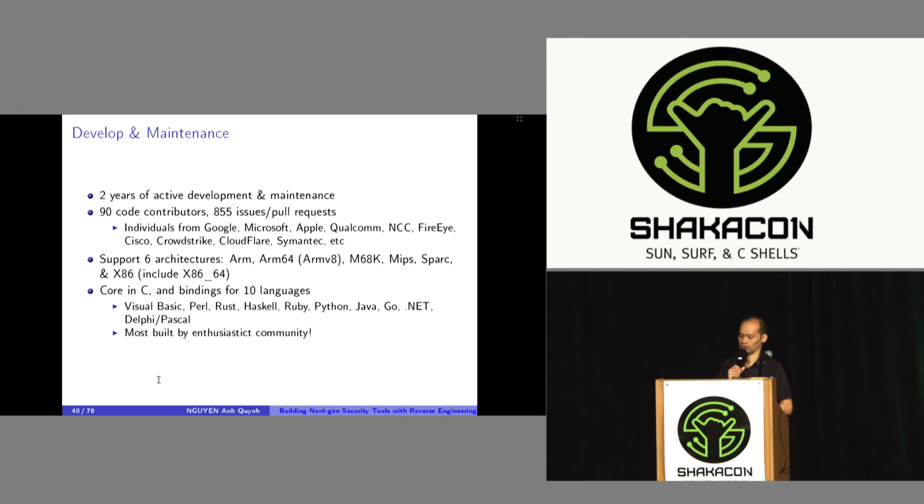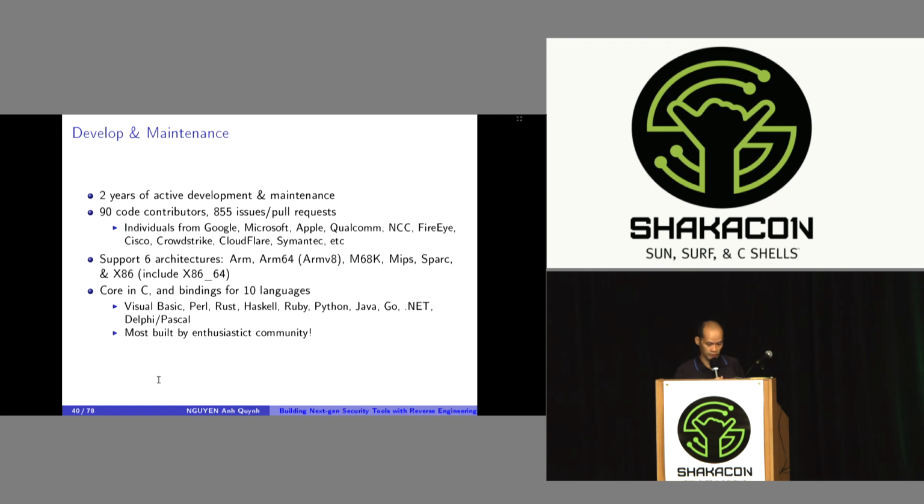And you have people from Google, Microsoft, Apple, Qualcomm, NCC, FireEye, Cisco, CrowdStrike, Cloudflare, Symantec who contributed code for Unicorn. And so far, Unicorn supports 6 architectures. You can see them on the screen.